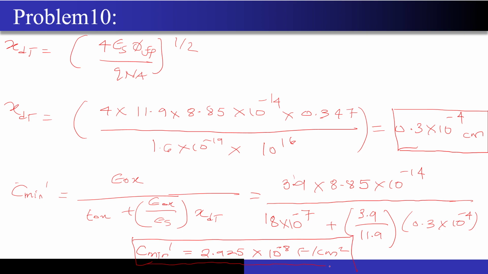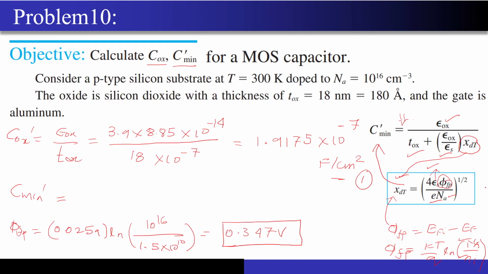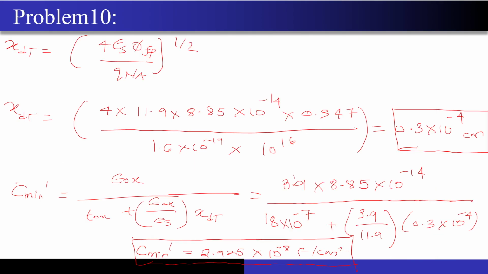Not too hard, not too easy. We had to use 3-4 formulas and jumble between them. To calculate this value, we needed the formula of the depletion width, and to get the depletion width we needed the formula of phi fp, and that's why we continued to do the back substitution. I hope this question was very clear to you.